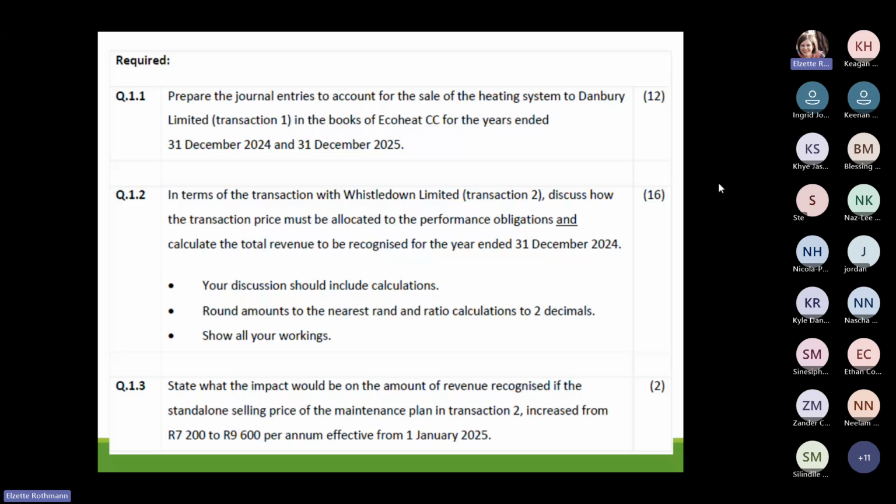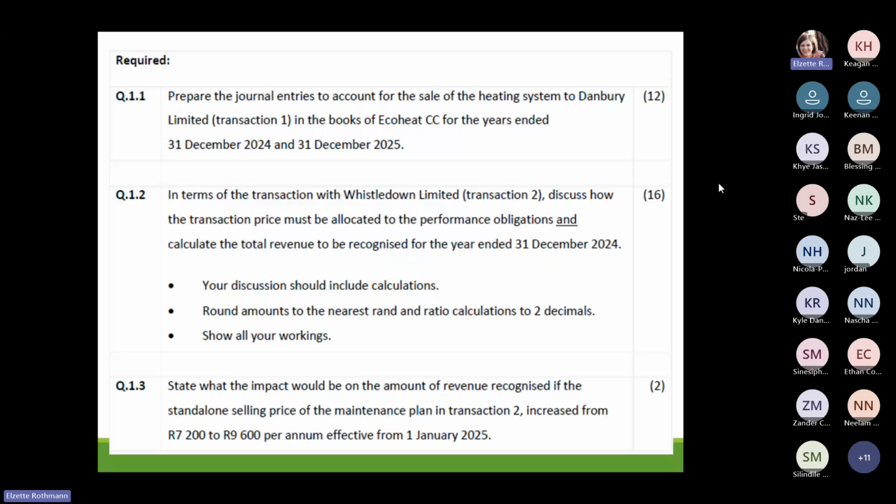Okay, so it's always important. You can also actually, before you even read the question, go to the required and see what they want you to do. Because then from that, you can, as you read the transaction, already think of, okay, what do I need to see in this transaction to be able to answer my questions?